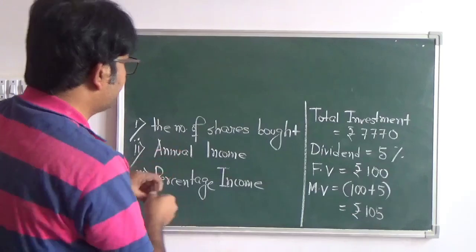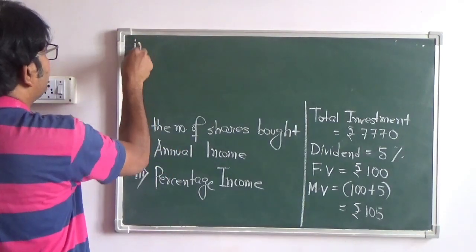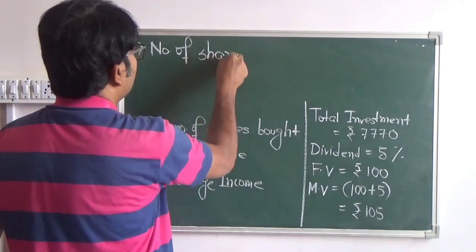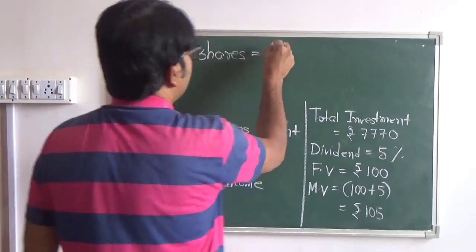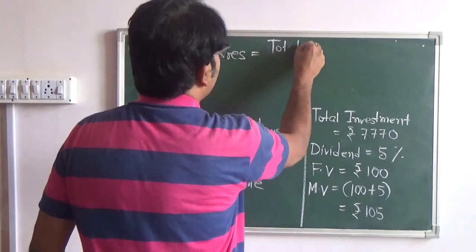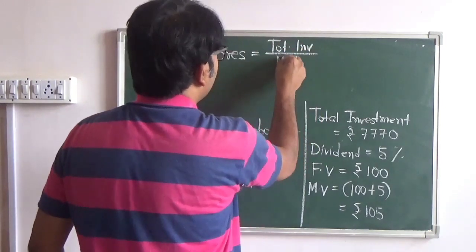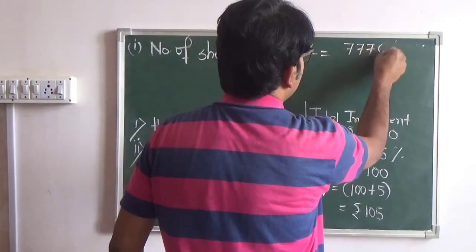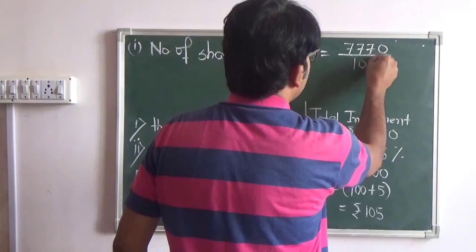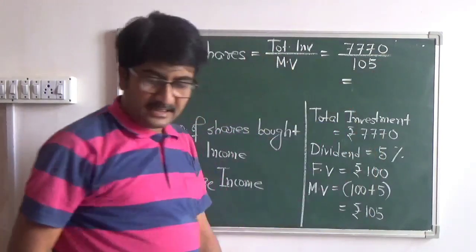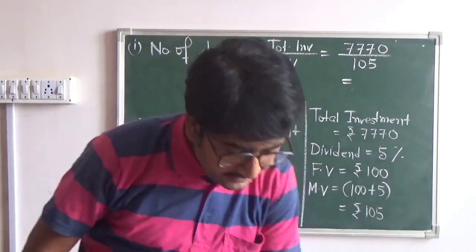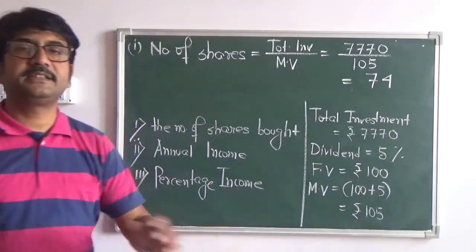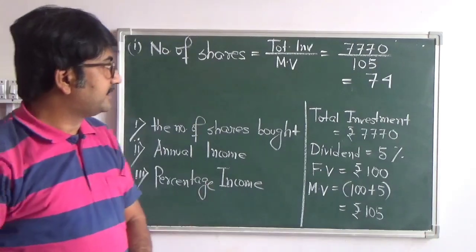Now the first part is the number of shares. Number of shares is equal to total investment by the market value of one share. Total investment is 7770 and market value of one share is 105, and that comes to 74. So 74 is the total number of shares purchased in this question.